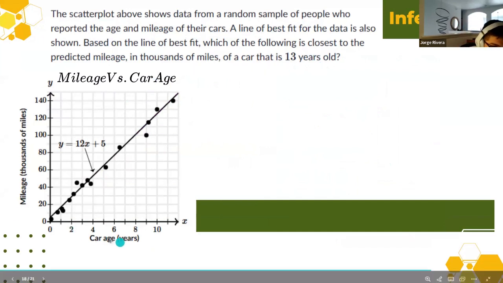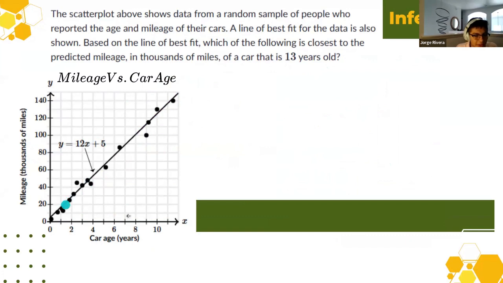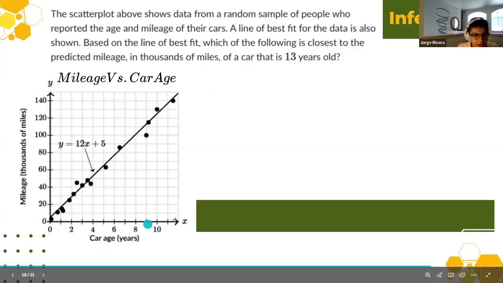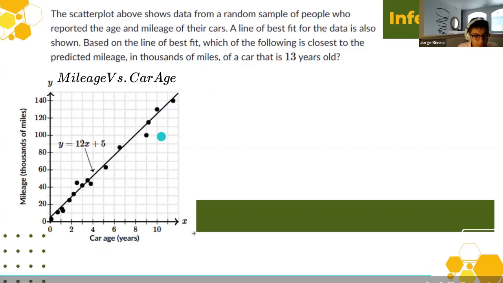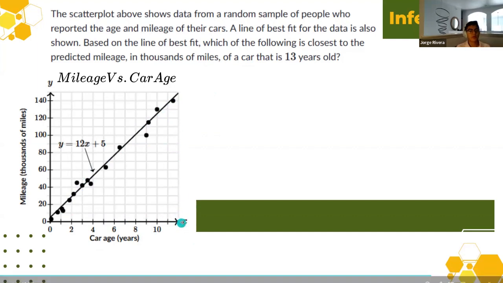So here we have the car age versus the mileage, right? So here we have the equation. We don't really need the equations, because this line of best fit is just a general line. We can just line up our independent variable or x-axis and look at it. But I think the graph here ends at 12, right?